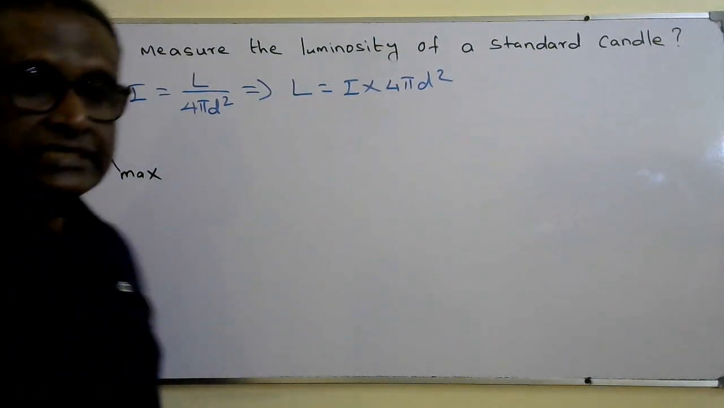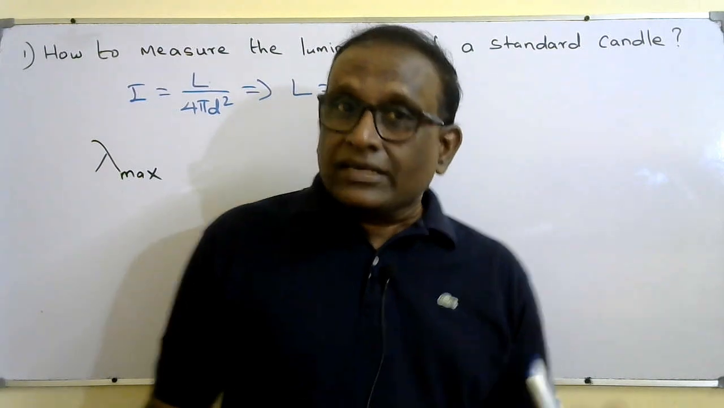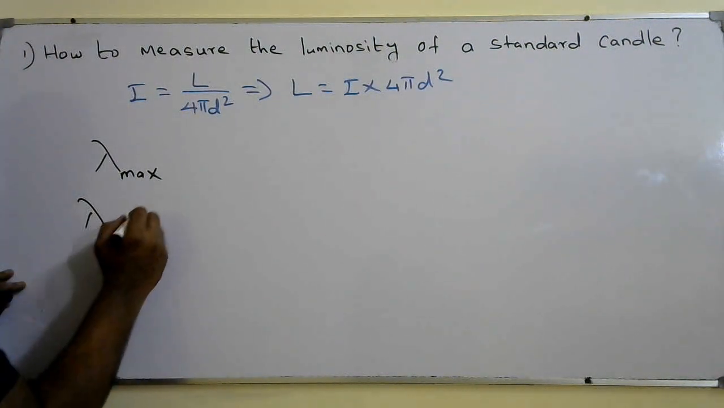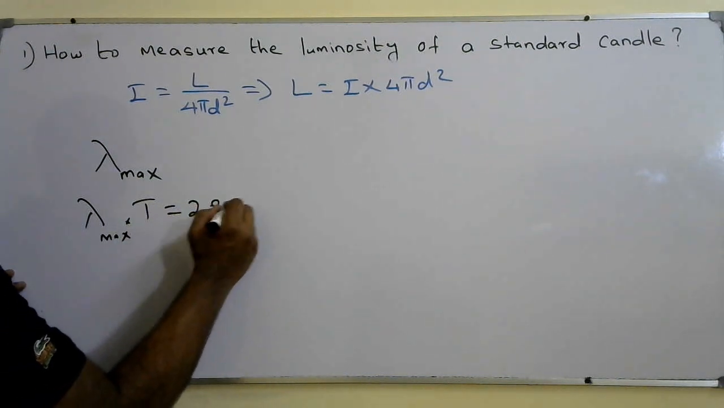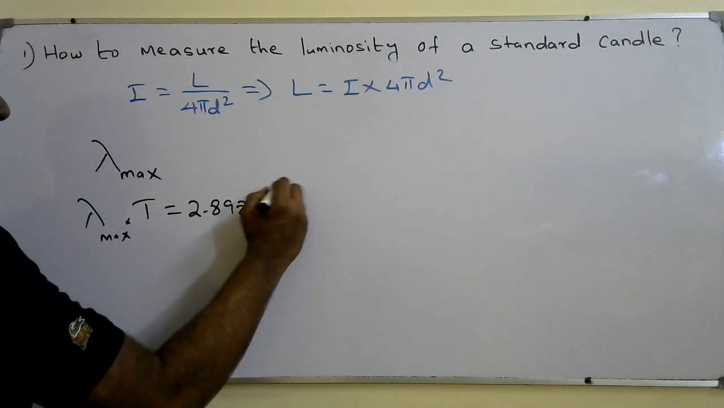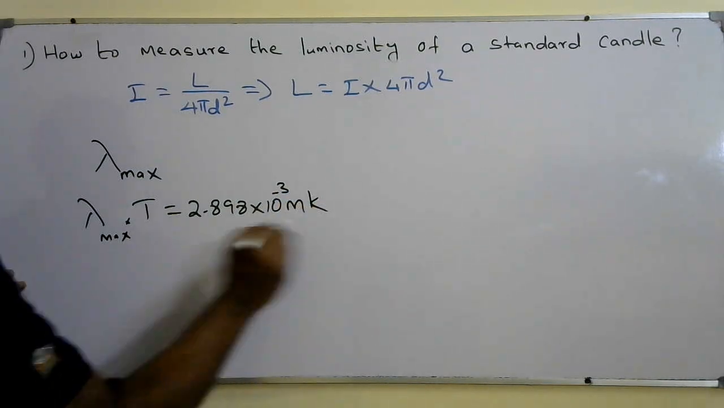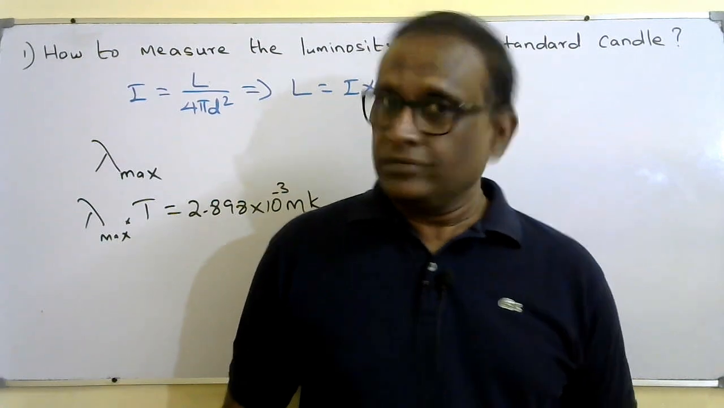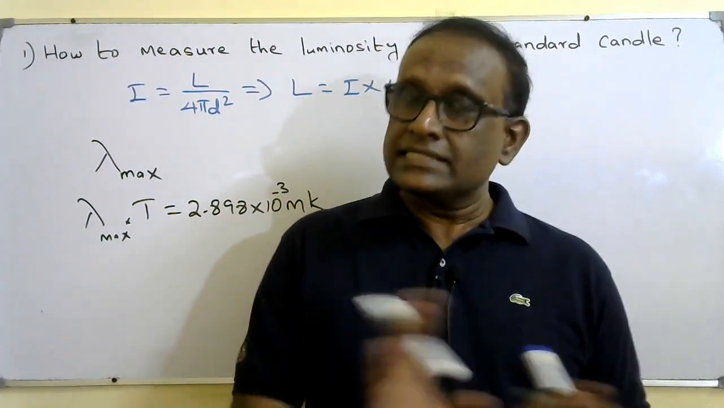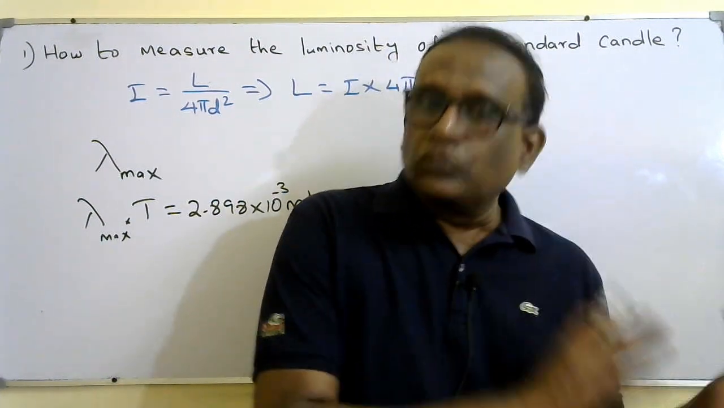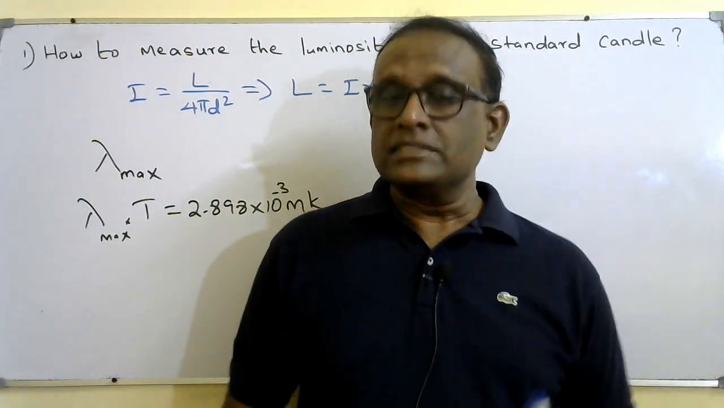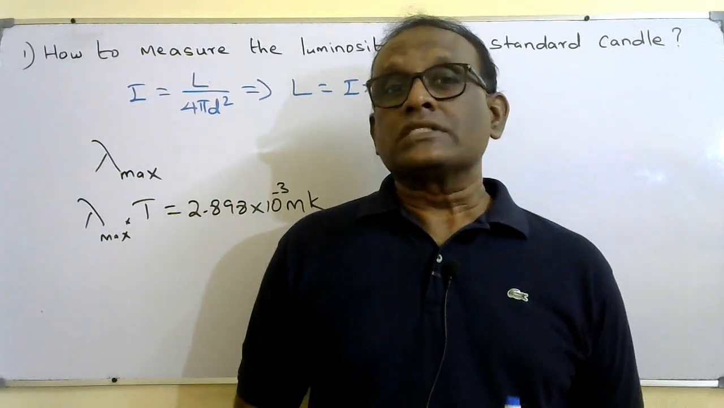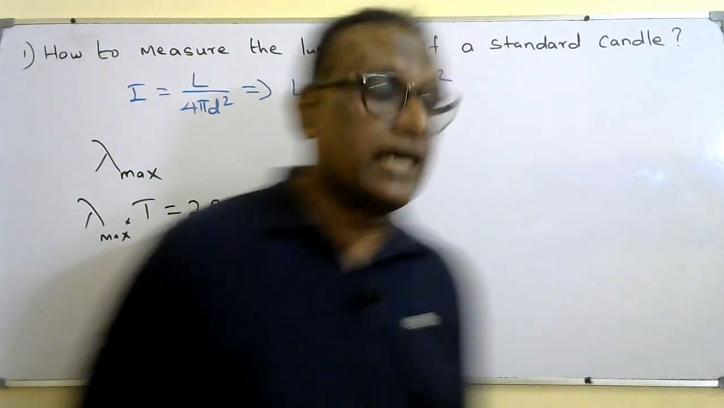After measuring lambda max, by using Wien's law, lambda max times T equals 2.898 times 10 to the power minus 3 meter Kelvin, calculate its surface temperature. Until now, okay. Right, now only the uncertainty comes. After calculating the surface temperature, use the Hertzsprung-Russell diagram, the HR diagram.